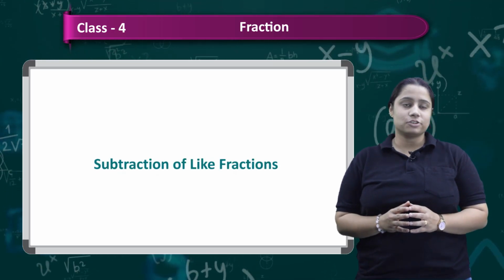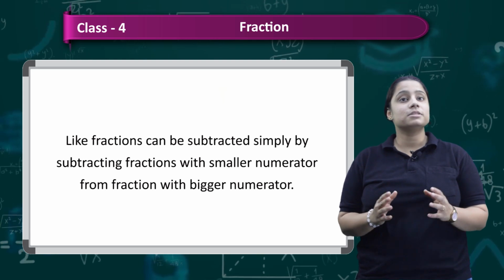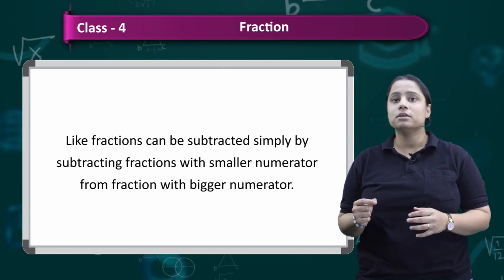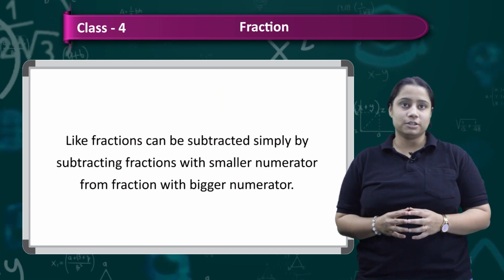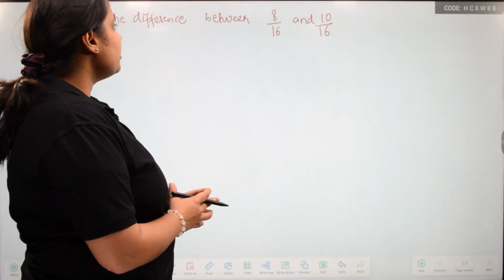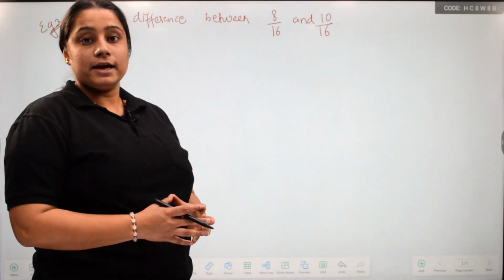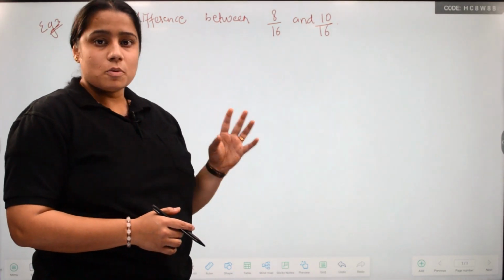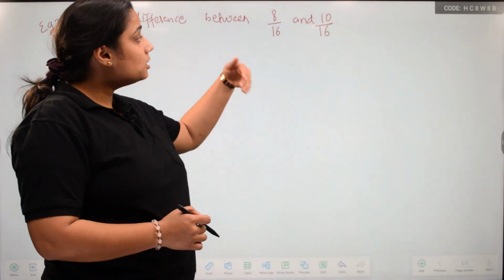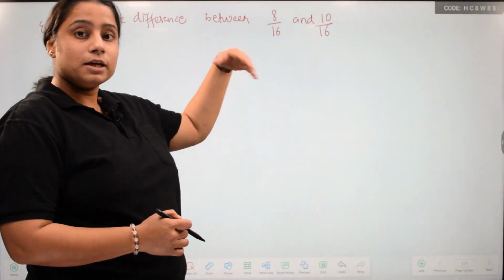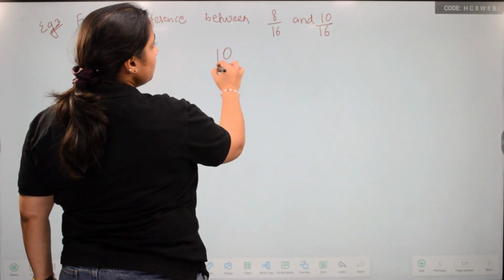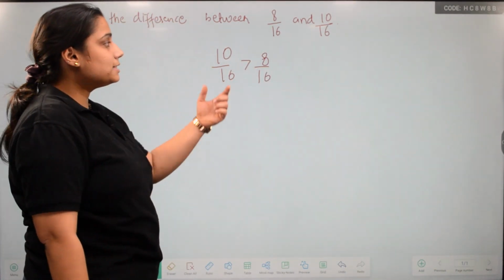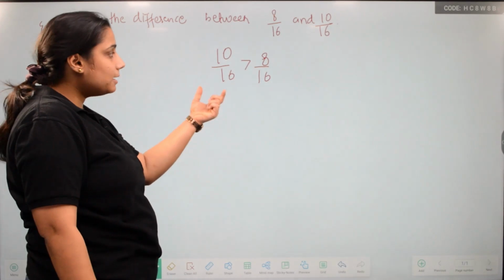Subtraction of like fractions. Like fractions can be subtracted simply by subtracting fractions with smaller numerator from fraction with bigger numerator. Example 3. Find the difference between 8 by 16 and 10 by 16. Here we can see that both the fractions have same denominator. So, fraction with greater numerator will be greater. So, we can say that 10 by 16 is greater than 8 by 16. Hence, we'll subtract 8 by 16 from 10 by 16.